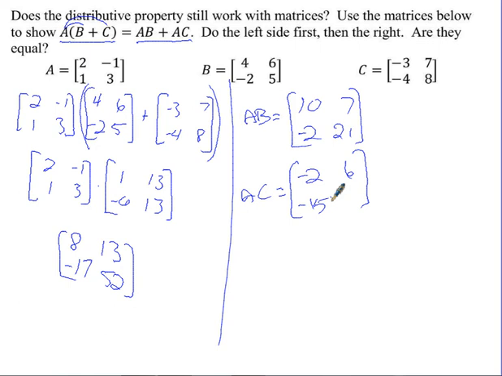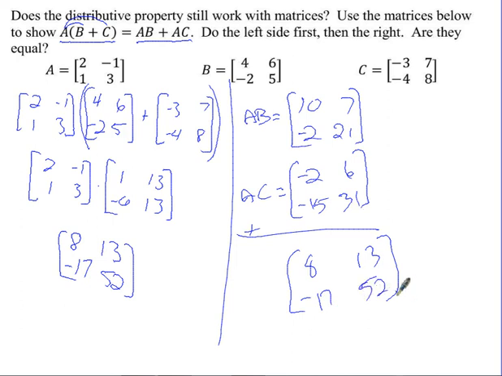31. Okay, so now we need to add AB plus AC to see if we get the same result. I'm just going to draw a line like this and add. That's pretty informal there, but really we're just adding these two matrices together. So we'll wind up with a 2 by 2, and I'm adding corresponding components. So 10 plus negative 2 is 8. 7 plus 6 is 13. Negative 2 plus negative 15 is negative 17. And then 21 plus 31 is 52. And we got the exact same result.